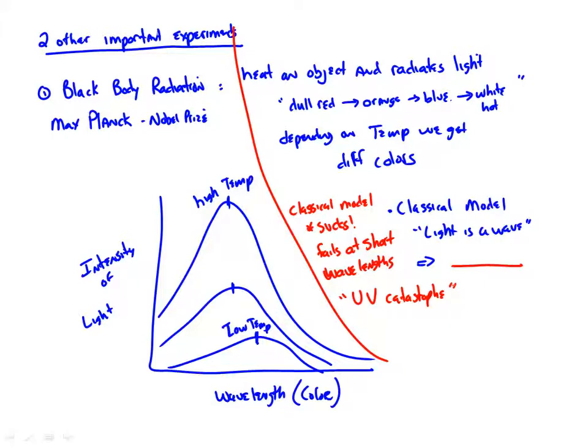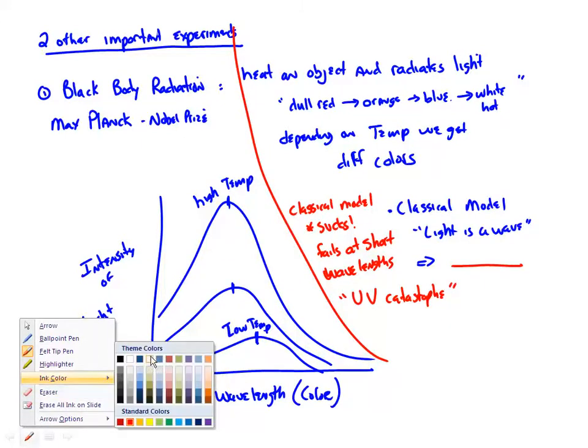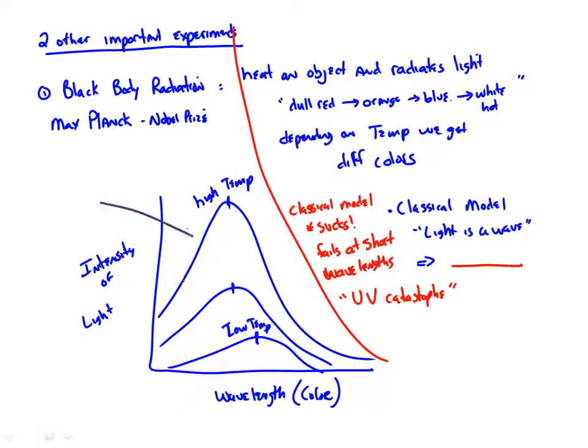So is the graph that you just did the classical model? No, that's the actual experiment. So we'll go back to kind of color coding. This is the actual experiment. So the idea is that the actual experiment produces a very different result than what we would predict using Maxwell's equations and what we would predict from saying that light is simply a wave.